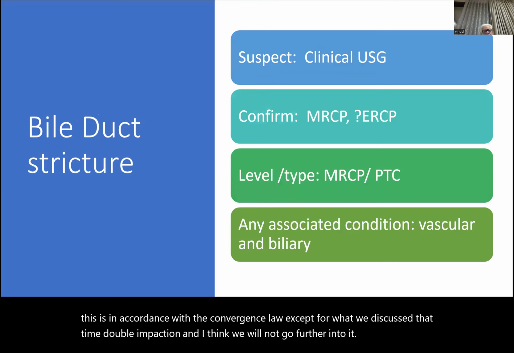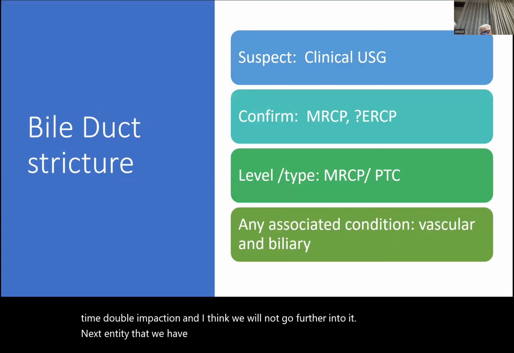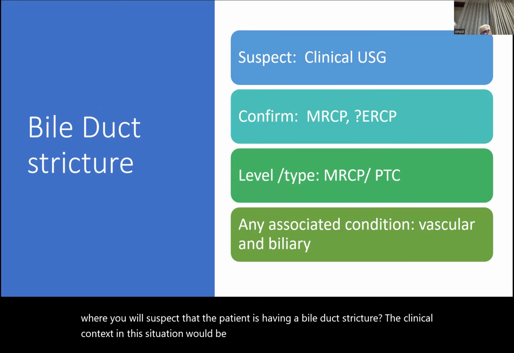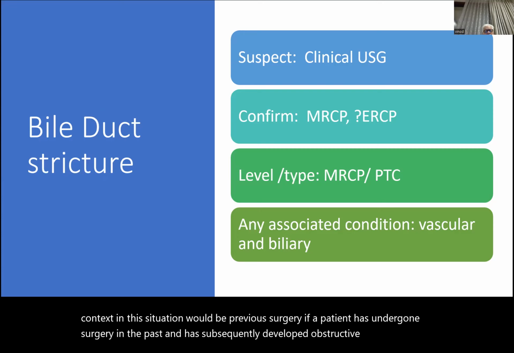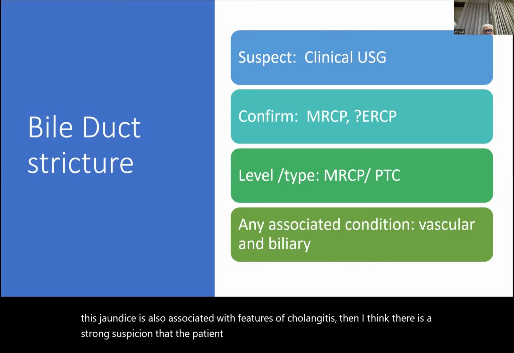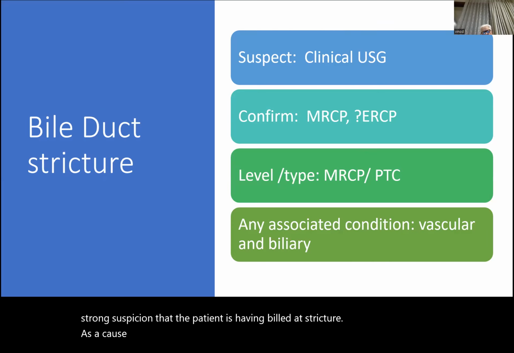Next entity that we have is bile duct stricture. Now, what is the clinical context where you will suspect that the patient is having a bile duct stricture? The clinical context in this situation would be previous surgery. If a patient has undergone surgery in the past and has subsequently developed obstructive jaundice, and if this jaundice is also associated with features of cholangitis, then I think there is a strong suspicion that the patient is having bile duct stricture as a cause of his obstructive jaundice.